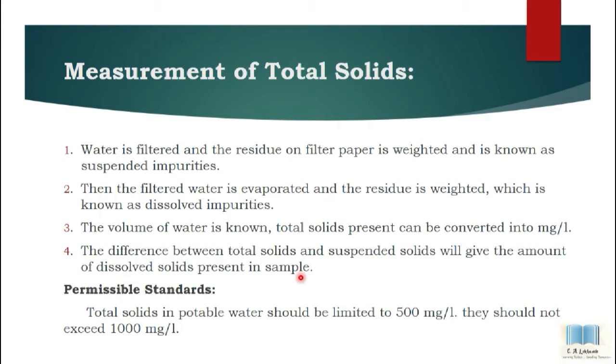The permissible standards for total solids. The total solids in potable water should be limited to 500 mg per liter and they should not exceed 1000 mg per liter. This is the permissible standard of total solids, that is, it is 500 mg per liter desirable and should not exceed 1000 mg per liter.